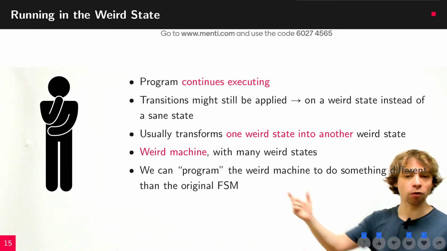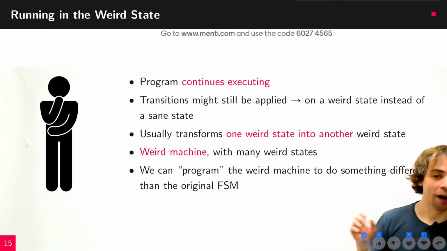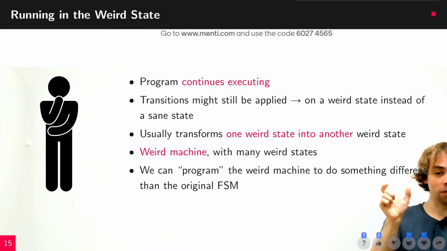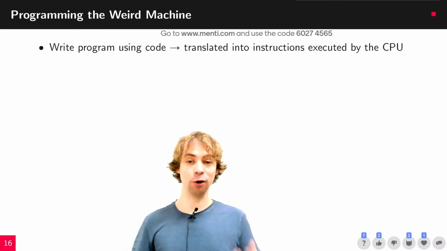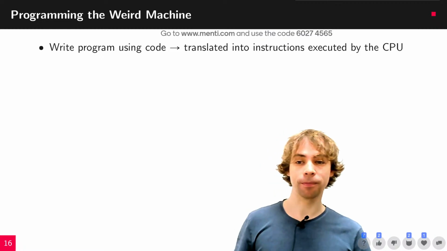And we can program the weird machine. It's a finite state machine again. So we can program this weird machine, and it does something different than the original finite state machine, and that's exploitation, right? We program the weird machine.